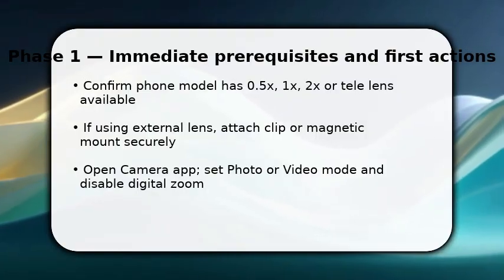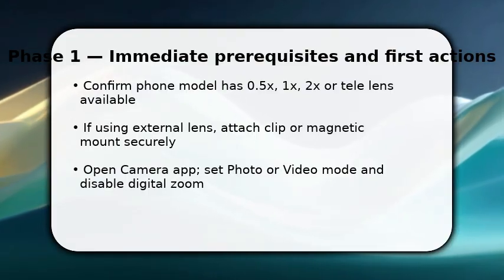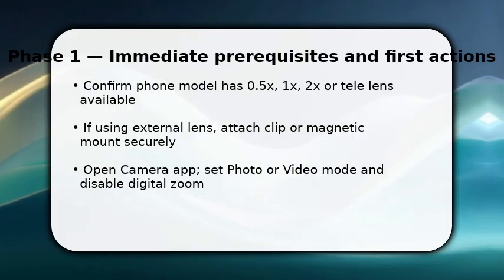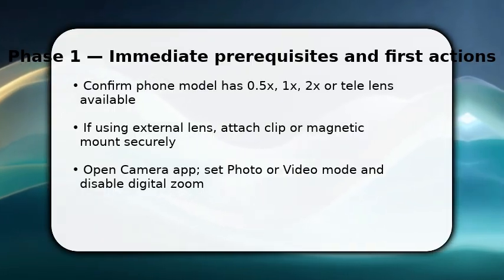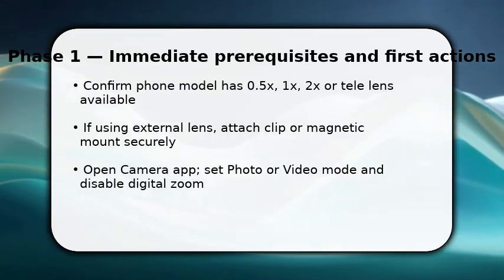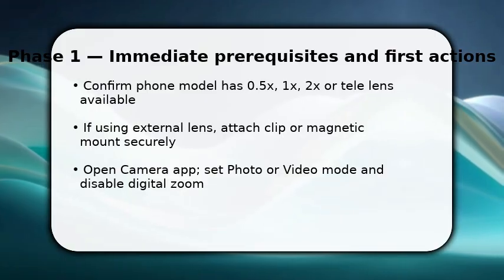You have what you need: an iPhone with multiple lenses or a physical external lens. First, attach the external lens now or position your hand to tap the lens selector. Once done, open the camera app and pick photo or video. Make sure digital zoom is off to avoid changing focal length with software.